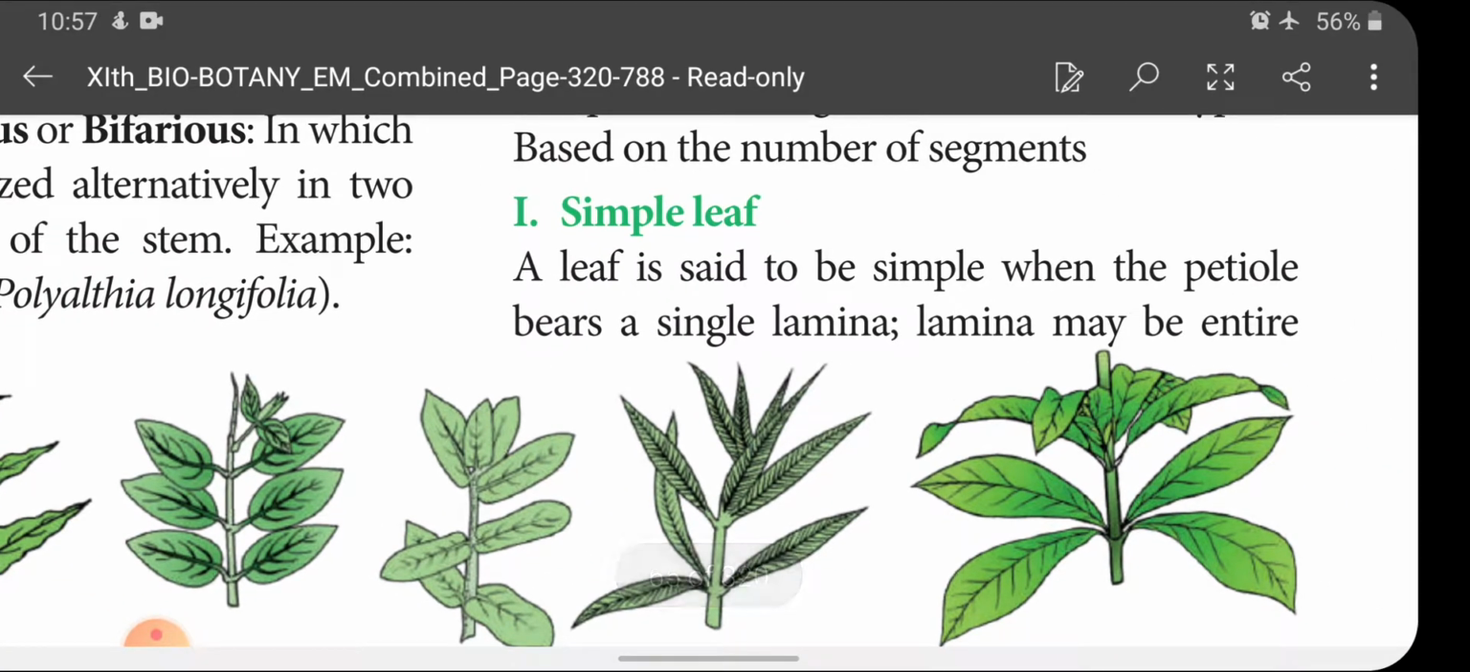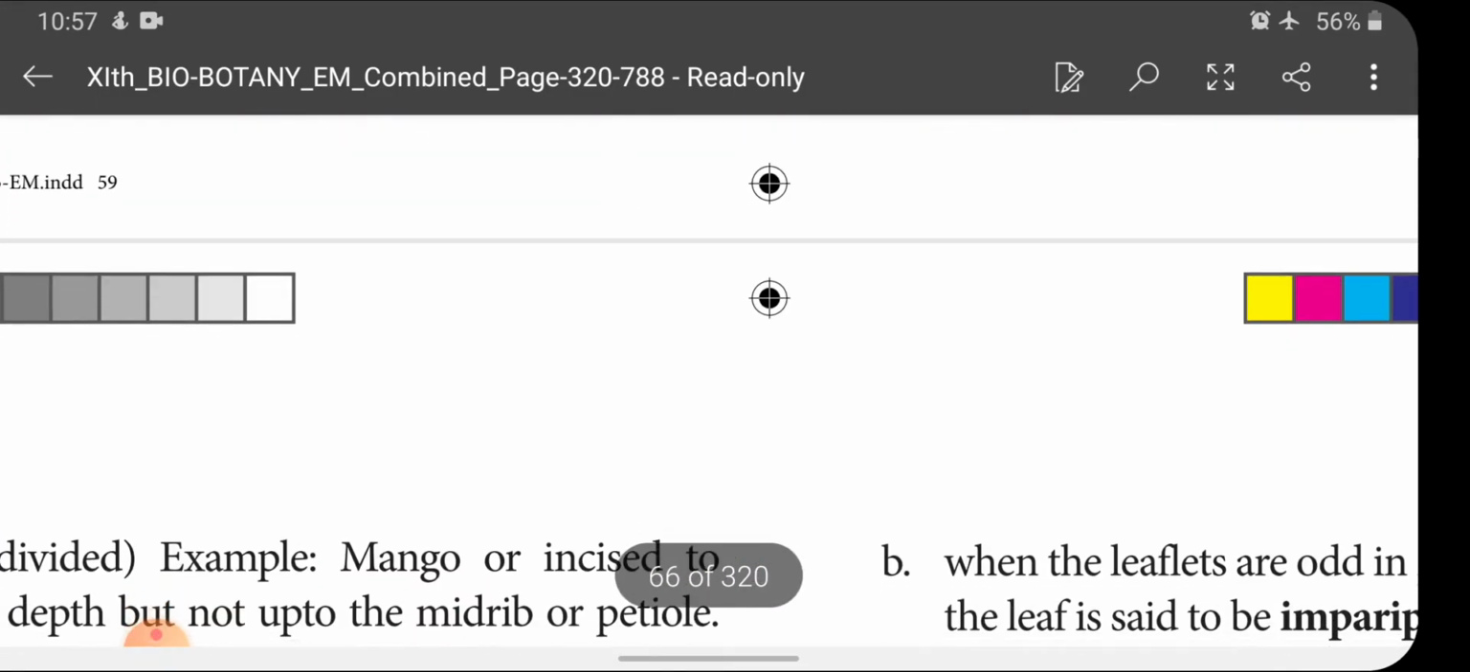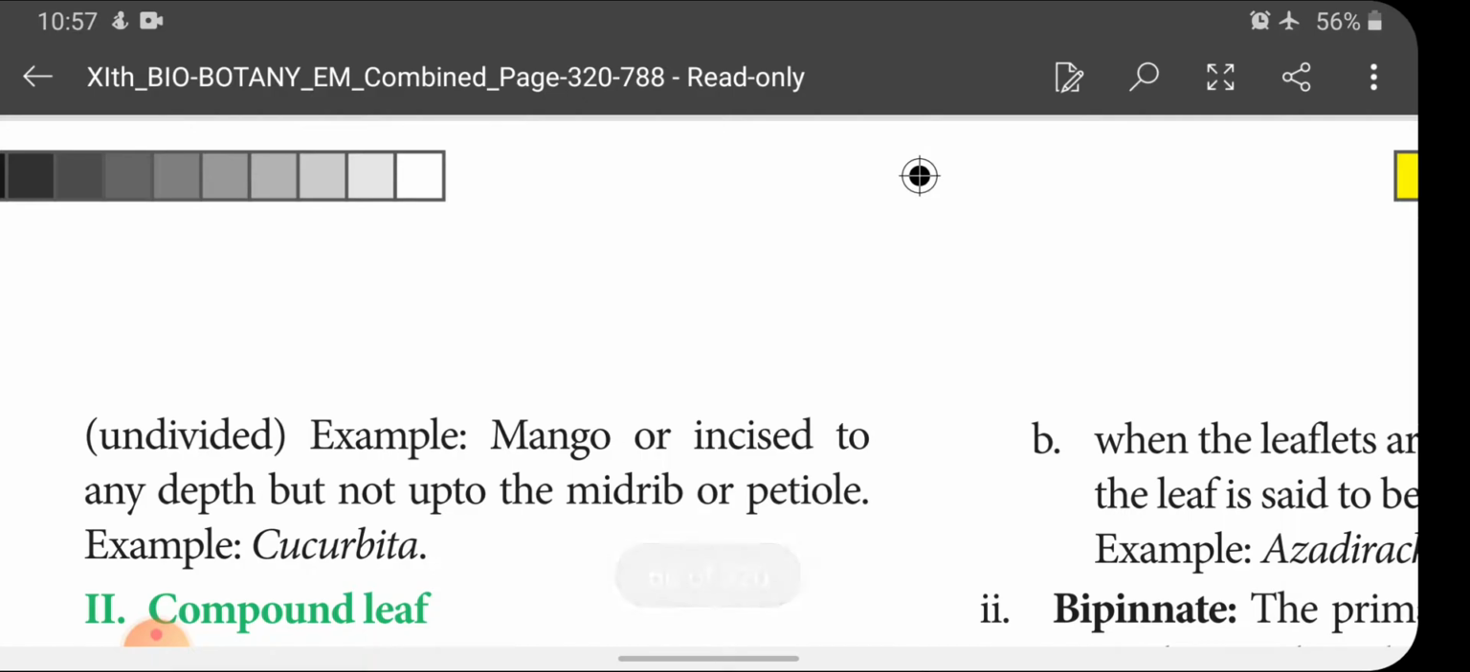Okay. A leaf is said to be simple when the petiole bears a single lamina. The lamina may be entire, that is undivided, example mango, or incised to any depth but not up to the midrib or petiole, and for this the example is Cucurbita.